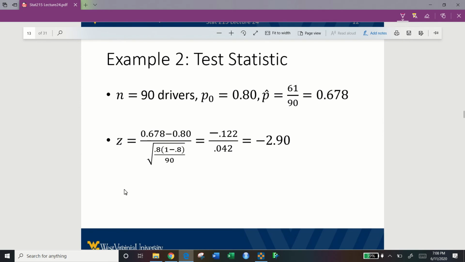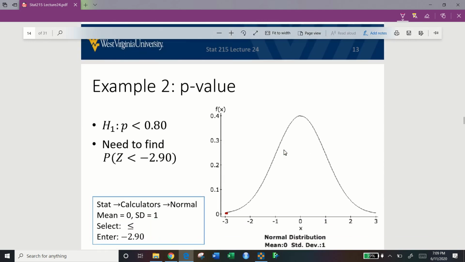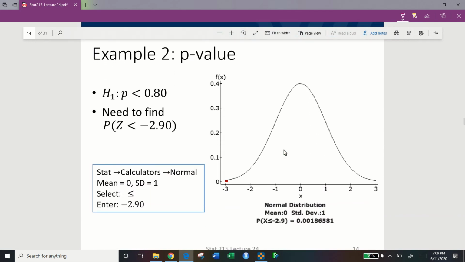So at this point, we know our sample size, our p naught, and our p hat, and are very easily able to calculate our standard deviation, so we can go ahead and calculate our test statistic z. By plugging in the appropriate information, we will get a z statistic of -2.90. Using this, we can calculate our p-value.